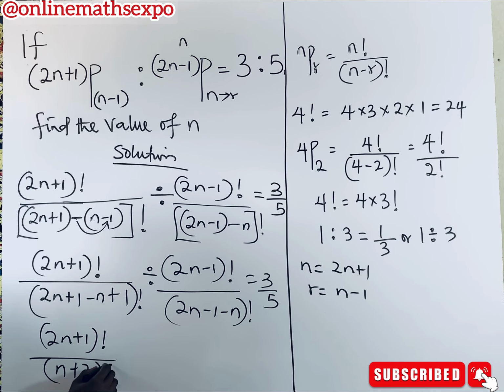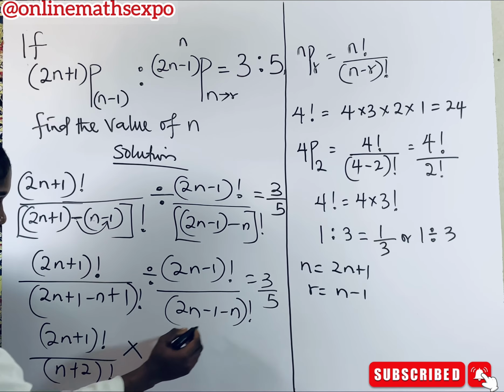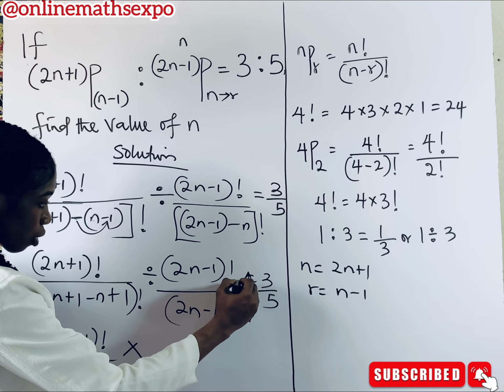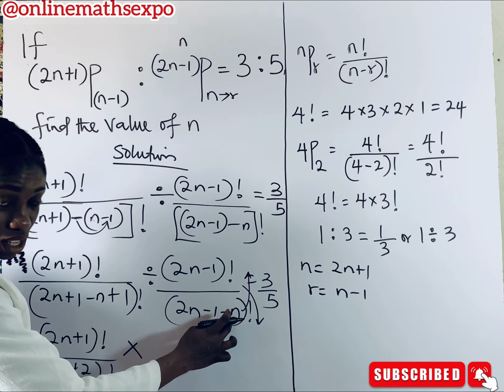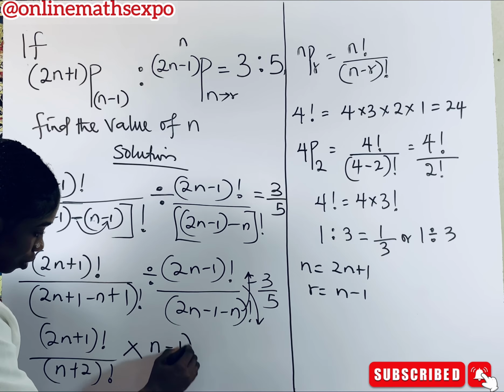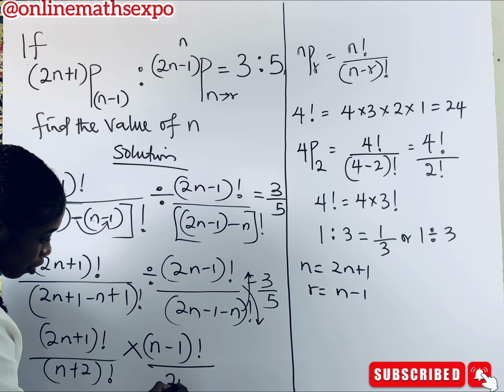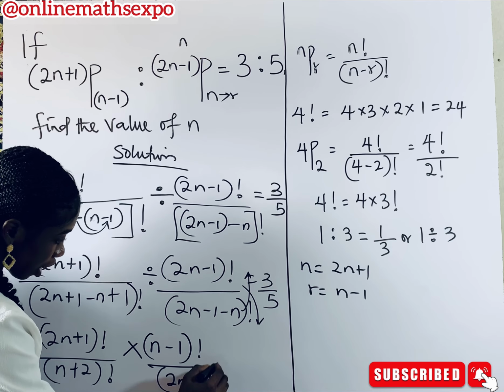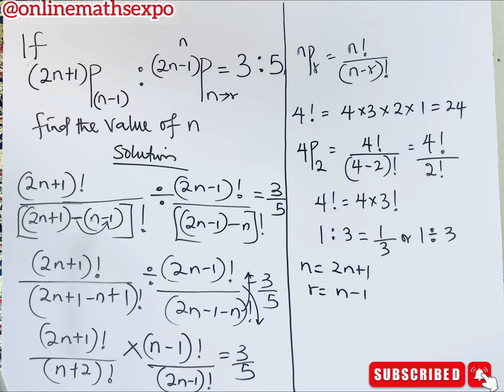divided by, at this point we can choose to change this division to multiplication and you reverse what you have. This goes up and this comes down. So this is giving us 2n minus n is n. So we have n minus 1 factorial all over, bring this down, we have 2n minus 1 factorial is equal to 3 over 5. So you see we are simplifying it.